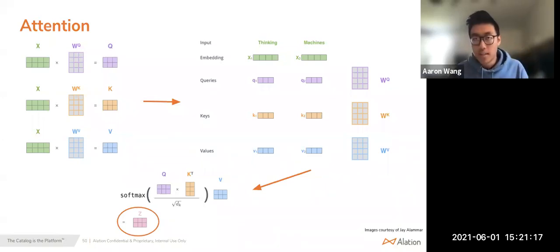And so you can think the top left element would be, okay, the word thinking should pay this much attention to this other word thinking. And of course, that would be called self-attention, right? Because you're attending to yourself. So it'd be quite high, right? It'd be like maybe 0.8 or something like that.